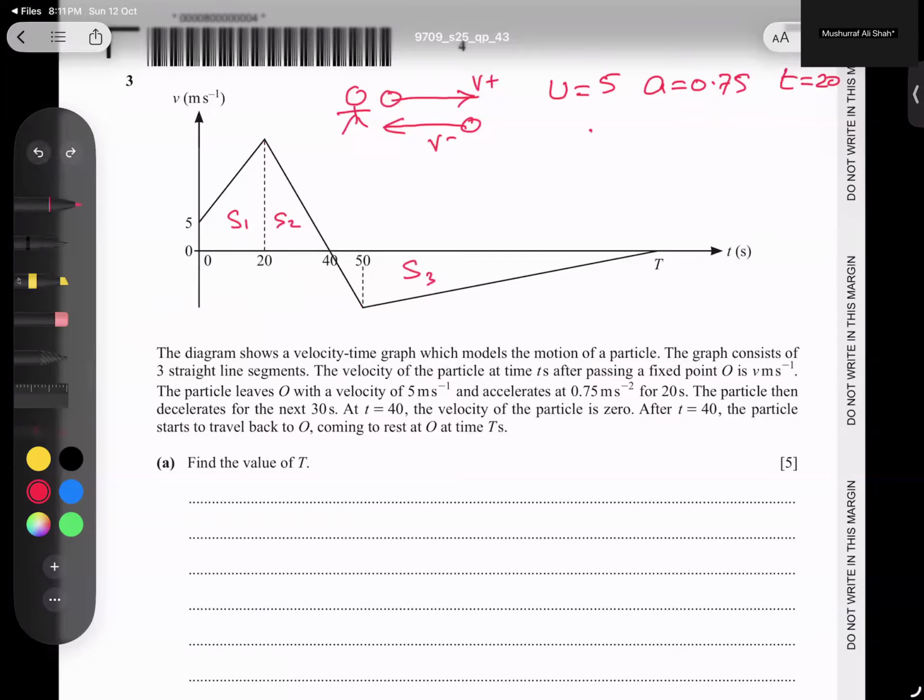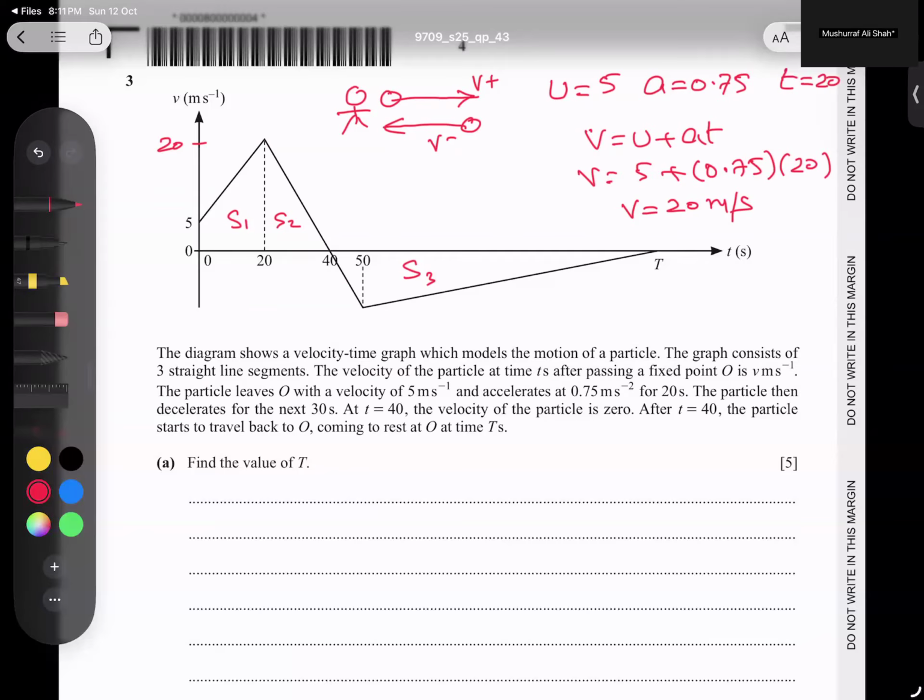But we cannot start yet. We need to find capital T, which is here. So let's start with the data given, enough to find the final velocity. V is equal to U plus AT. U is 5, acceleration is 0.75 and time is 20. When I type it in the calculator, I get 20 meters per second. It means at this moment the velocity given here is 20.